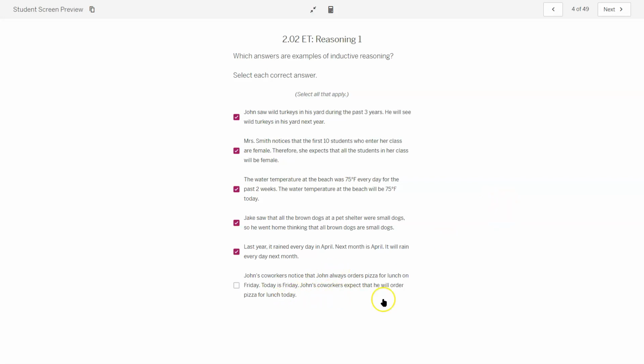John's co-workers noticed that John always orders pizza for lunch on Friday. Today is Friday. John's co-workers expect that he will order pizza for lunch today. All of those are inductive reasoning because they go from specific observation to general conclusion.